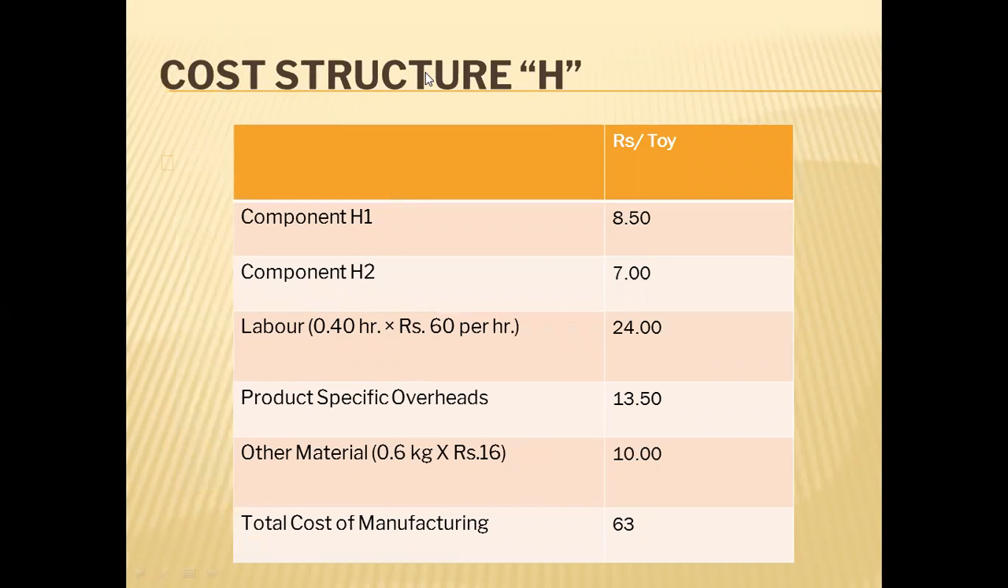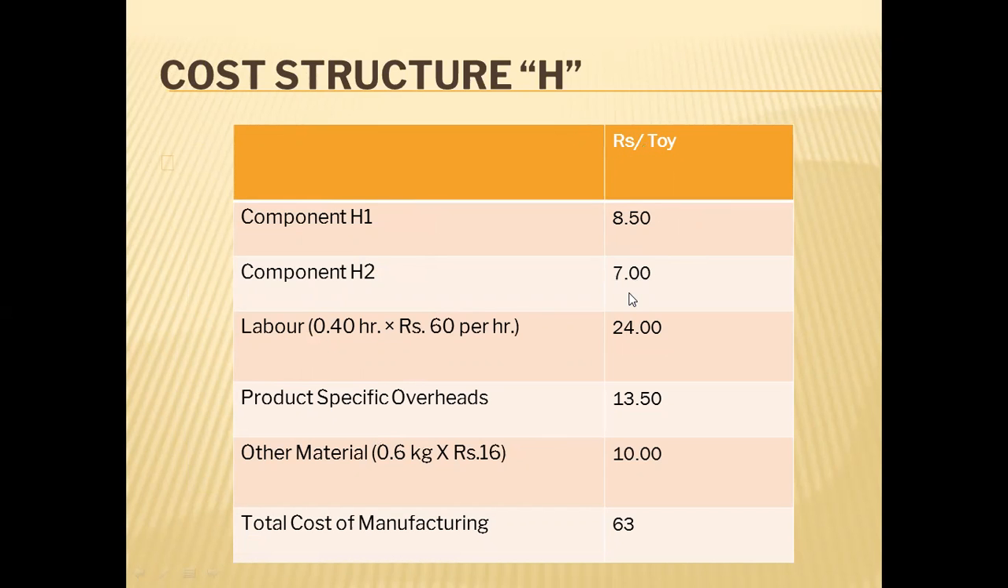Actual cost calculation is simple. See, the cost per toy is given in the question. Component H is 8.5 rupees. Component H2 required is 7 rupees. Labor is 24 per toy. Specific overhead is 13.5. Other materials are given.